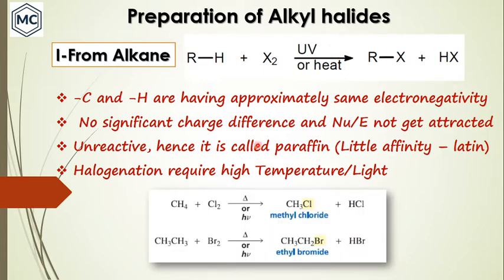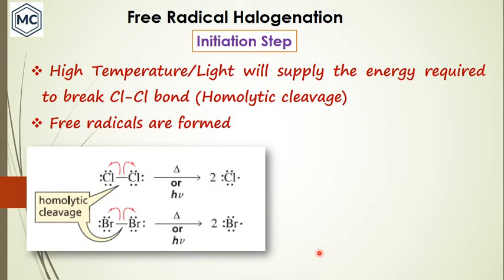For example, methane reacts with chlorine in presence of heat or light, it gives methyl chloride. And ethane in presence of heat or light gets brominated to give ethyl bromide. Next one, the mechanism of this reaction, and it's a free radical mechanism, consists of 3 steps: initiation step, propagation step, and termination step. First we will discuss initiation step.